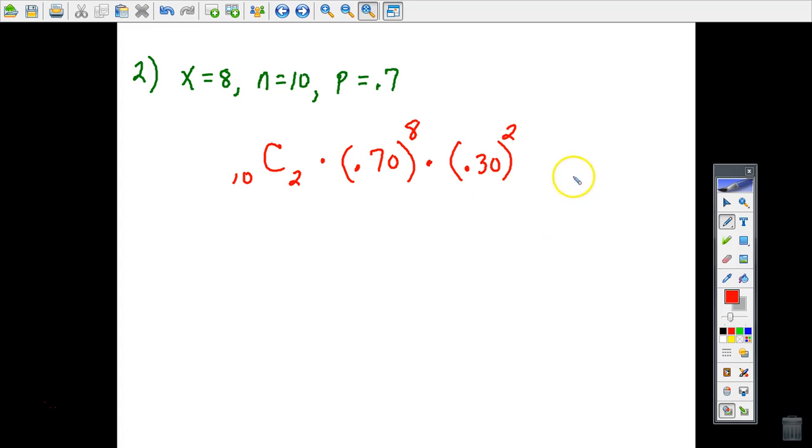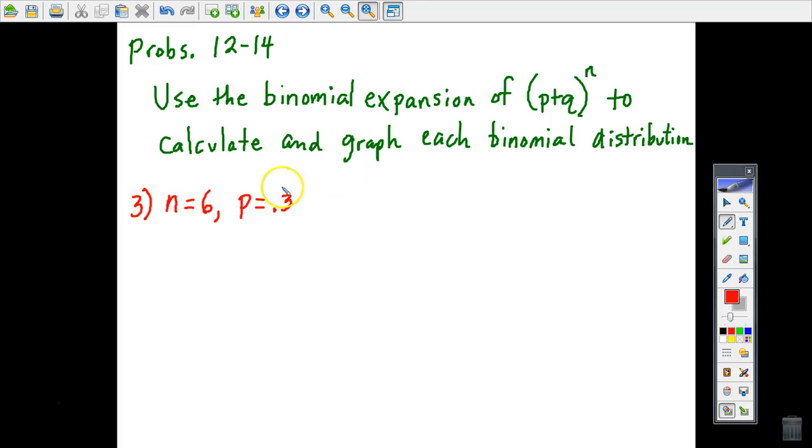And our rounded answer to the 4th decimal place is 0.2335. Alright? Very good. So you'll do 4 of those, problems 8, 9, 10, and 11. Alright, and then I just have one other example.